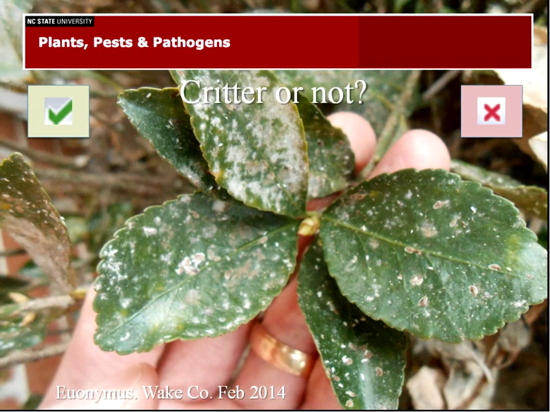Okay, so here we go. This was a Euonymus planted in a churchyard in Wake County. So there's obviously something going on here. What do you think, critter or not?